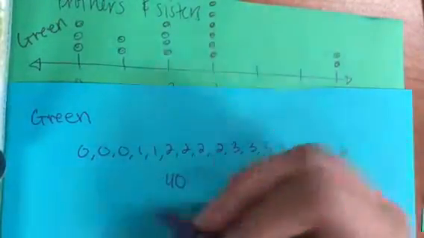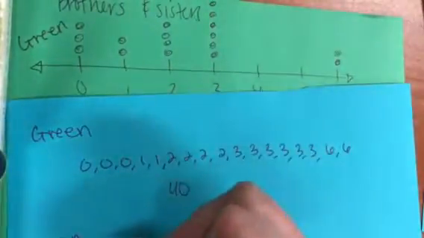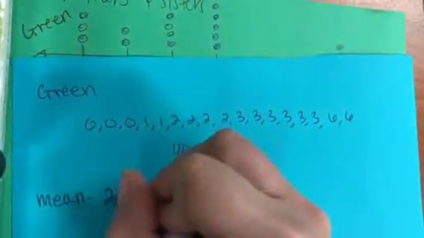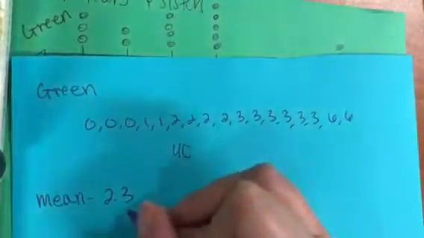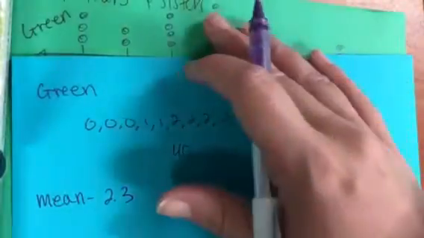So we've got 40 divided by 17. 40 is the sum of your data, divided by the number of your data. So our mean is 40 divided by 17, which is 2.3. I like you guys to round to the tenths if you can. It's about, yeah. So now we're going to go to median.